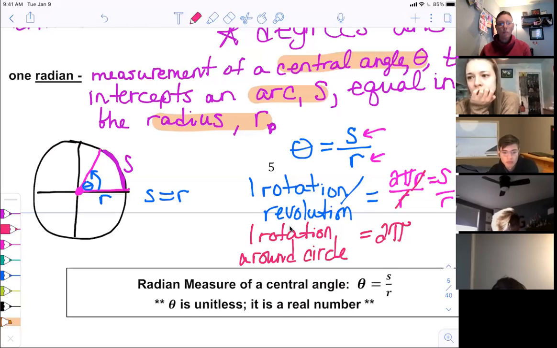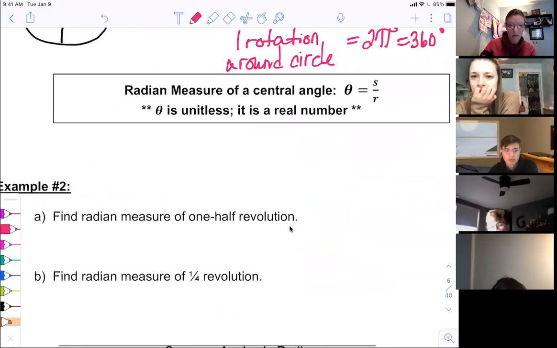So Peter told us above that if you go all the way around the circle, it's 360 degrees. In radian form, all the way around the circle is 2 pi. So those are 2 equivalent angles, one in radian measure and one in degree measure. So one rotation or one revolution around the circle is a distance of 2 pi. So we're going to see if we can try and use that to find out a couple other values.